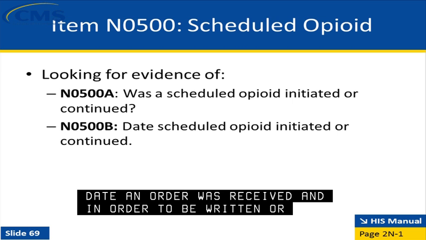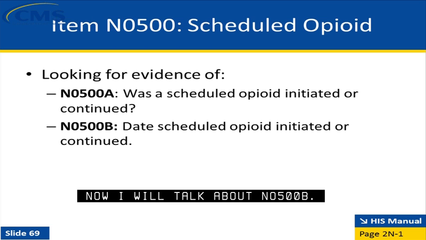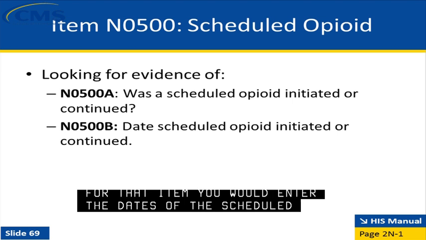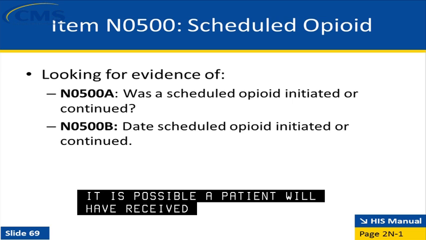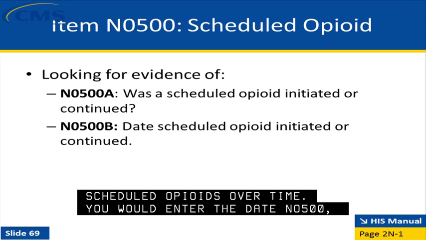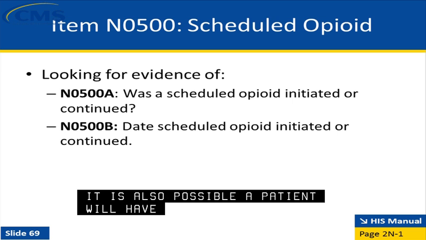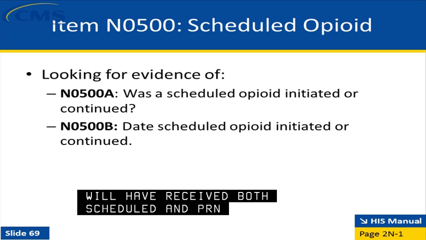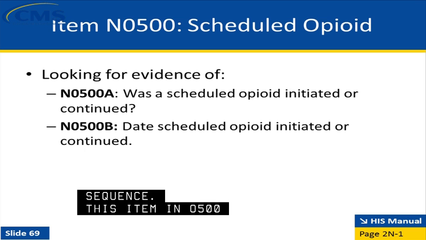So now we'll talk about N0500B. For that item, based on the review of your clinical documentation, you would enter the date the scheduled opioid was initiated or continued. Now, it is possible that a patient will have received various regularly scheduled opioids over time, and you would enter the date on N0500 that the first opioid treatment was initiated. It's also possible that a patient will have received both scheduled and PRN opioids, either simultaneously or in sequence. This item, N0500, asks only about the regularly scheduled opioids. Remember that our next item, N0510, pertains to the PRN opioids.